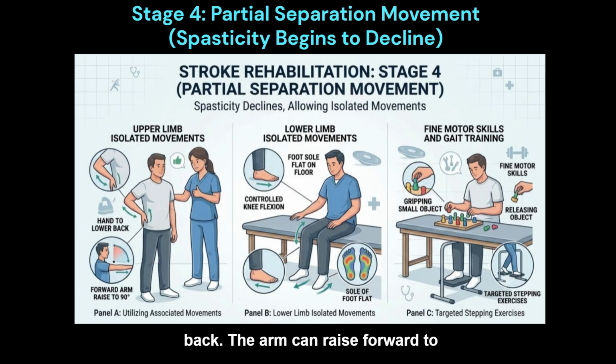Upper limb examples. The hand can touch the lower back. The arm can raise forward to 90 degrees while keeping the elbow straight. Lower limb examples. While seated, the sole of the foot can lie flat on the floor and slide backward to flex the knee past 90 degrees.